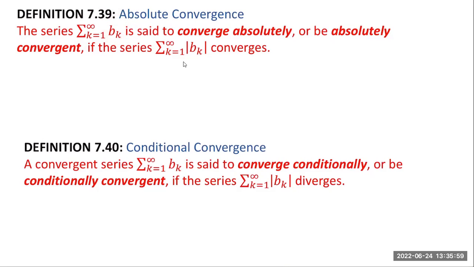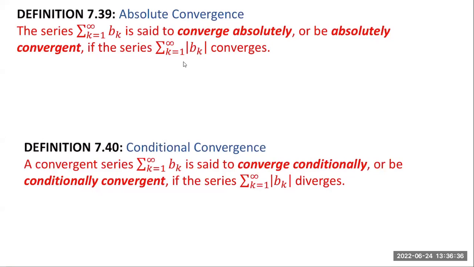And here is the definition of conditional convergence. A series sigma k goes from 1 to infinity of bk is said to converge conditionally, or be conditionally convergent, if the series sigma k goes from 1 to infinity of the absolute value of bk diverges. Your original series converges, but the absolute value series diverges. If that is the case, we say that it's a conditionally convergent series.